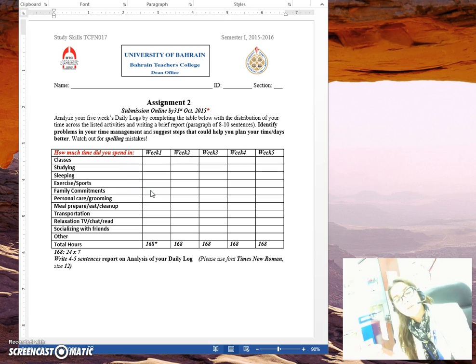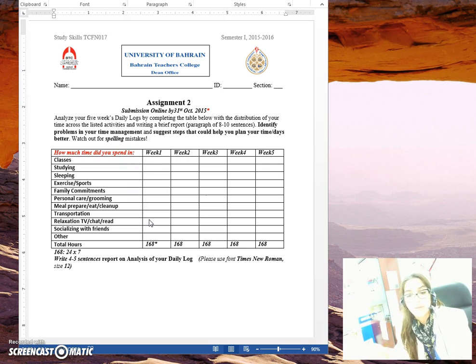Then personal care and grooming, the time you take for a shower, getting ready, so all those total number of hours, again, for each week. Then the meal preparation, eating, cleanup, like if your mom is cooking and how much time you take for eating. So total number of hours per week you have to put in this assignment. Transportation, again, the travel time from and to the college. So total number of hours which you spend every week, that's what you put over here. Of course, you get all the information from your daily log. That's why I said it's connected to your daily logs. You need that to complete this chart.